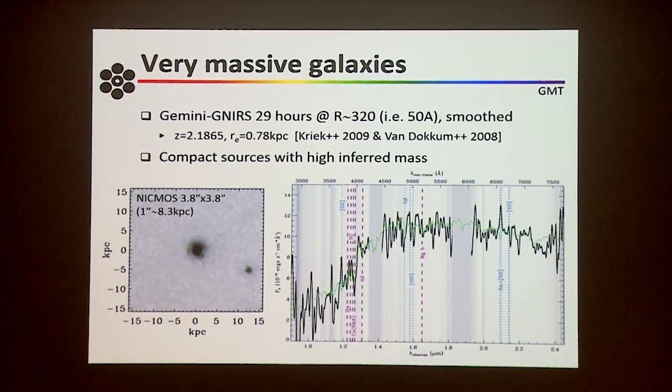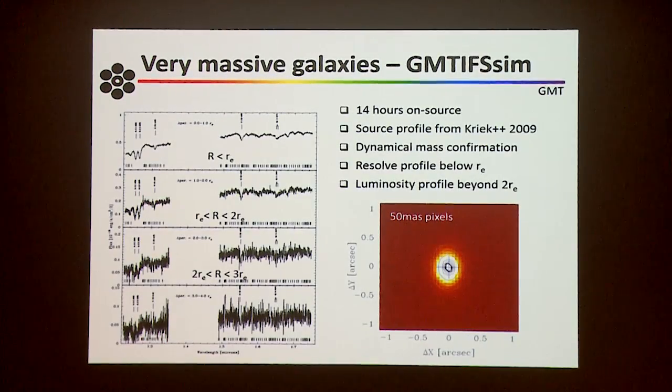And this is the spectrum that you get from that, up to 29 hours on Gemini. That's the actual NICMOS image of the source on the right. Here's what you get if you run it through GMTIFS, you can actually split it up. Because you've got an integral field spectrograph, this is the spectrum you get within RE of this image. Here's the spectrum you get out to 2 RE, and even between 2 and 3 RE, you're still doing a better spectrum than Gemini was doing, integrated over the whole thing. And this is done with 14 hours on source, the actual source profile, and some other details.